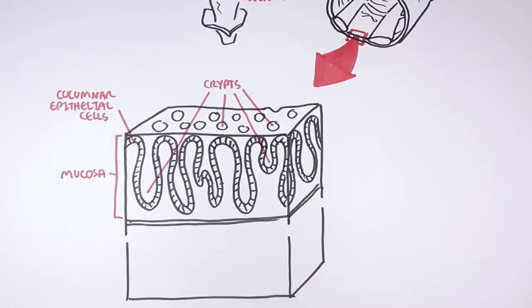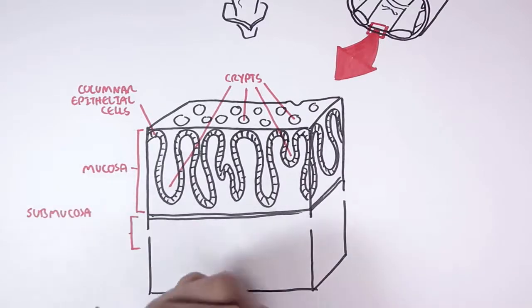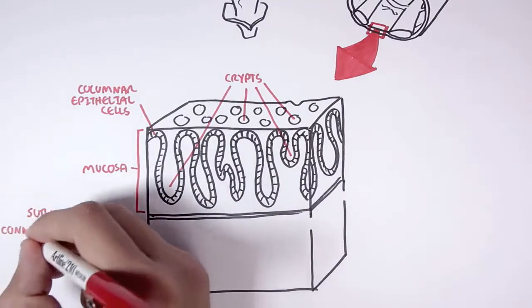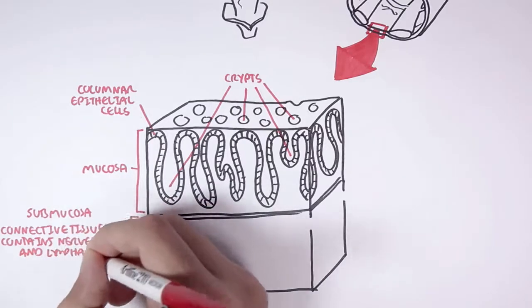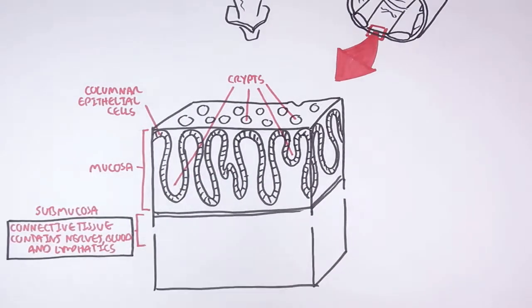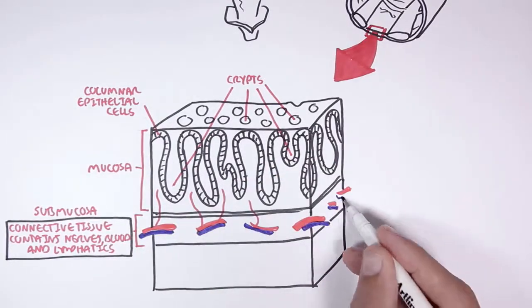The next layer is the submucosa, sub as in below, so below the mucosa. The submucosa is the connective tissue layer that contains nerves, blood supply, and lymphatics. Here we have the arteries that supply the cells and veins that leave the area.